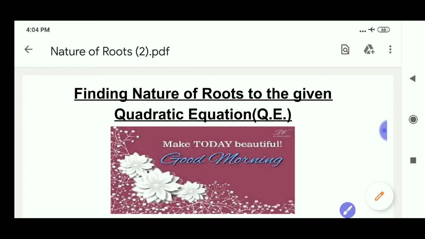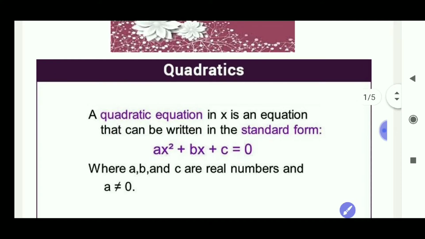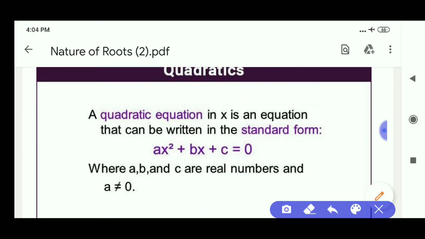What is a quadratic equation? The equation of the form ax square plus bx plus c is equal to 0, where a, b, c are real numbers and a not equals to 0, is called a quadratic equation. Here the condition is a not equals to 0. Suppose a is 0, the first term vanishes. The remaining is bx plus c is equal to 0. It is a linear equation, not a quadratic equation. So the condition a not equals to 0 is very important here.